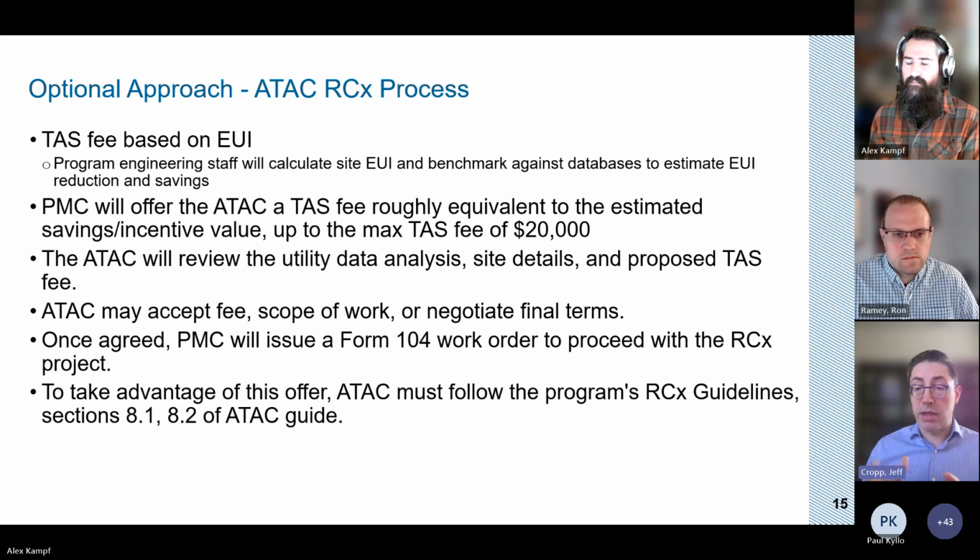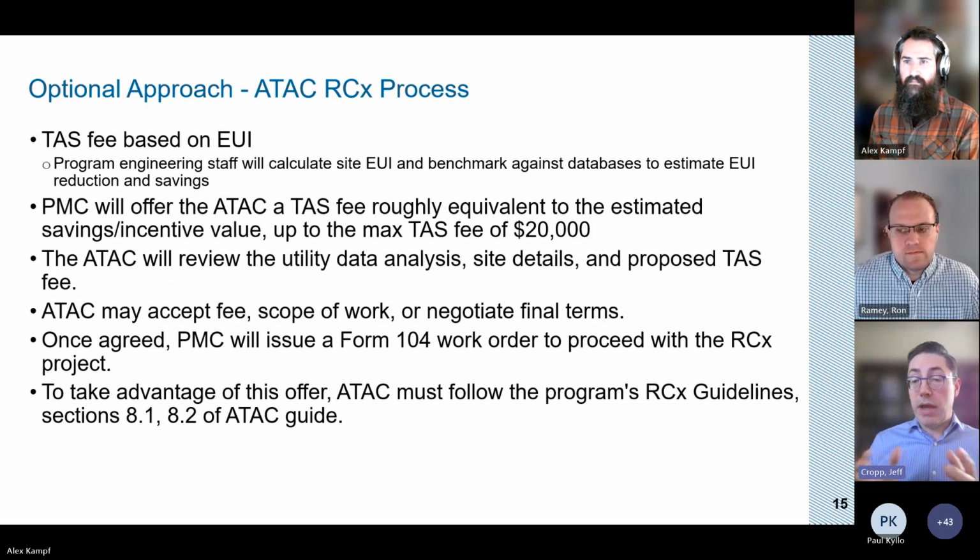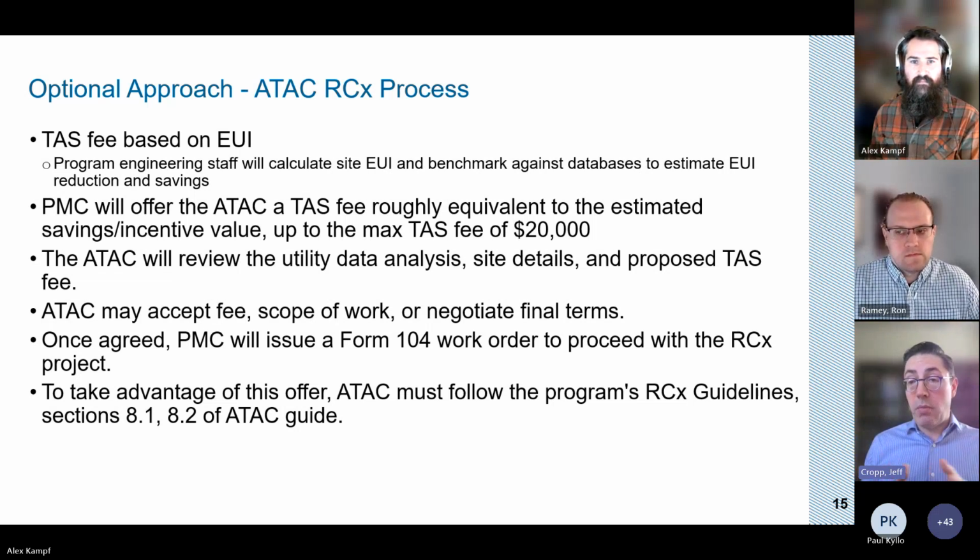So there's a lot more to that. This is just a simplified approach because we don't have much time today. If you're interested, I can dive into the details with any of you. Just reach out. But basically, we want to look at the EUI and base the savings on the EUI and what we think is achievable, usually 5 or 10%. And then we will estimate the task fee based on the incentives for those savings. So really, this is us saying, hey, this is what the task fee could be, up to a max of $20,000.